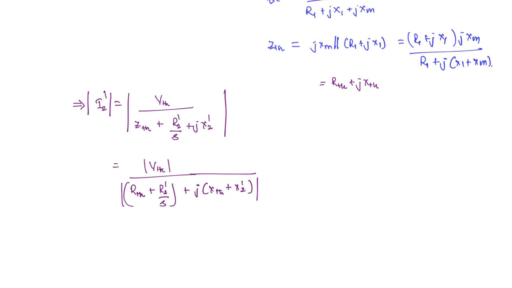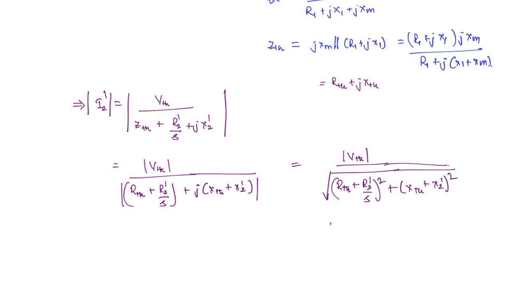So what will be the magnitude that you are going to get? This is equal to VTH divided by the square root of ((RTH plus R2 dash by S) whole square plus (XTH plus X2 dash) whole square). You can also write the magnitude of VTH as V1 Xm divided by the square root of (R1 square plus (X1 plus Xm) whole square).